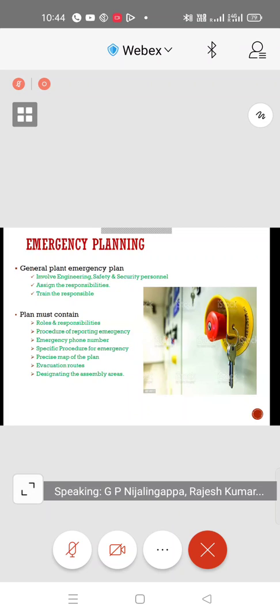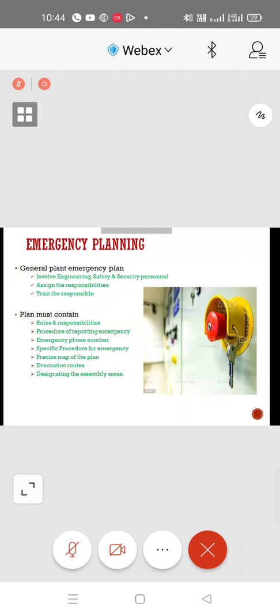Okay. So all the evacuation routes, designating the assembly areas, all that under the plan conditions, the emergency planning documentation conditions, all this has to be well documented in a proper way.